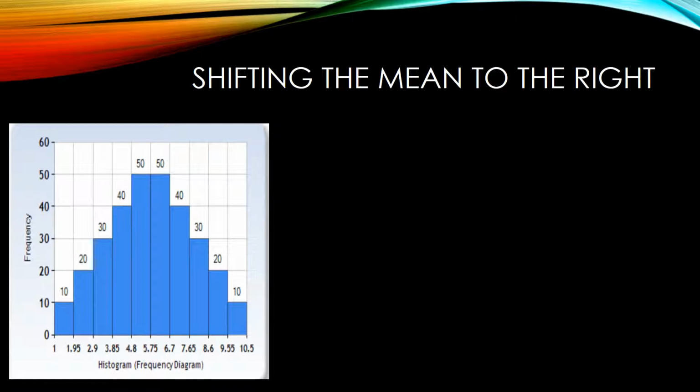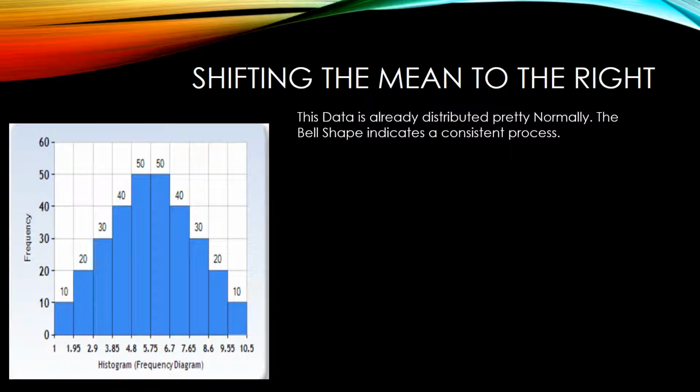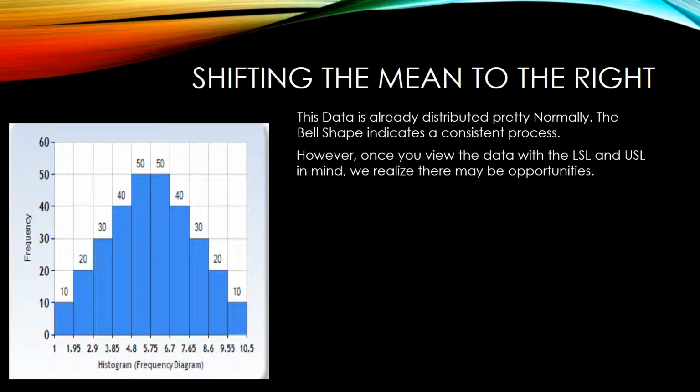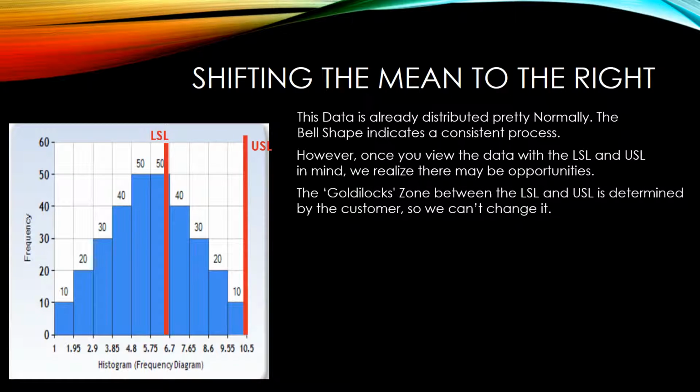Alright, so we're going to talk about shifting the mean to the right. The data that we have right here is already distributed pretty normally. It's very bell-shaped. It looks like a very consistent process. However, once you view the data with your lower and upper specification limits in mind, we realize there might be some opportunities. The Goldilocks zone between the LSL and the USL, that's determined by the customer, so we can't change that.